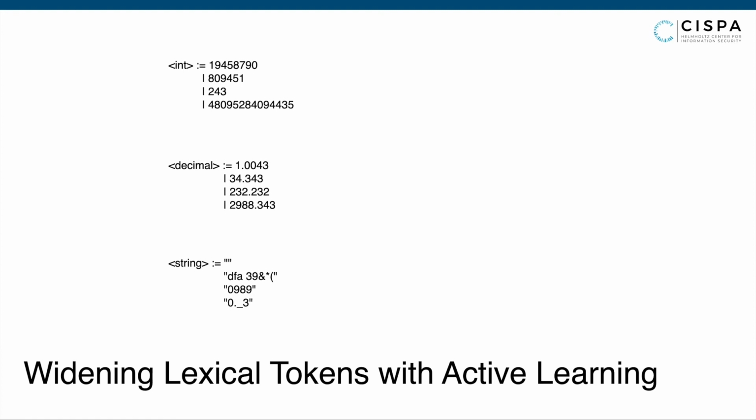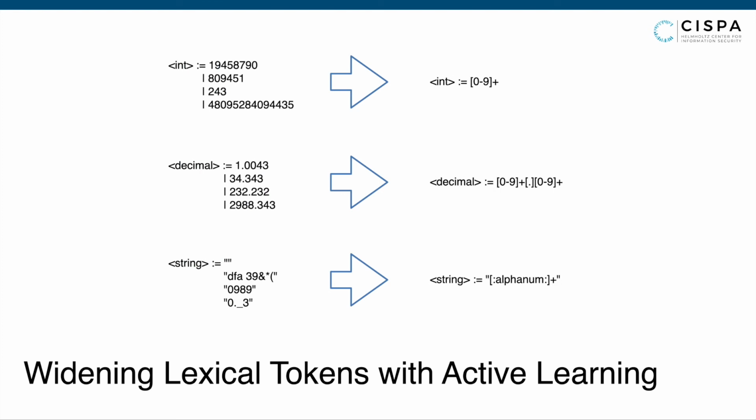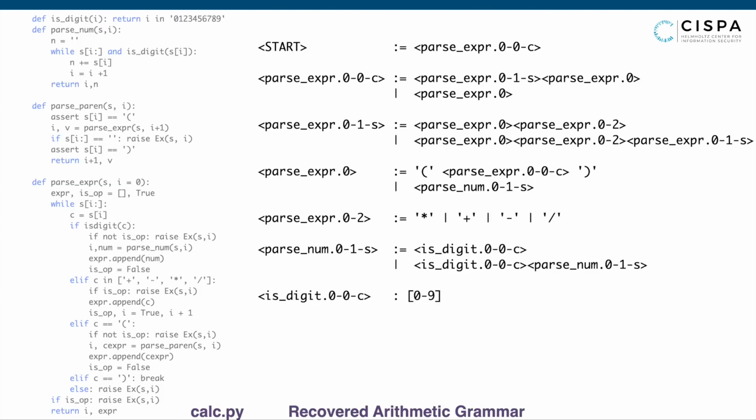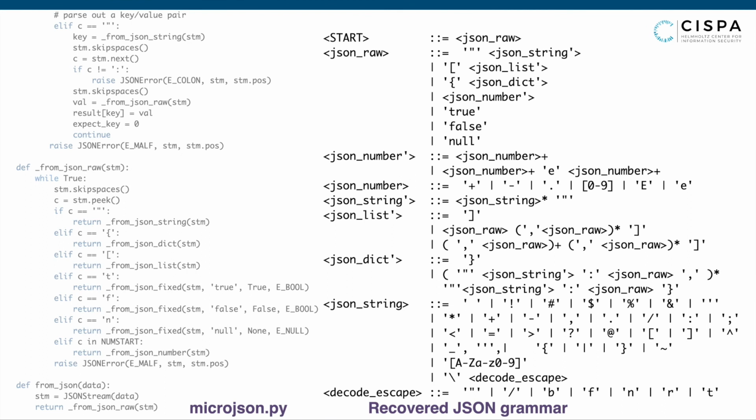Once we have widened each character, we can then combine them together and identify the generality of repetition if any. That is, we check if the sequence can be replaced by empty or one or more of the same kind, and if it can be, then we can generalize the repetition accordingly. Continuing this way gets us to our final grammar. So here is the final recovered grammar from the arithmetic expression parser that we saw earlier. And another example is the JSON parser recovered from micro-JSON.